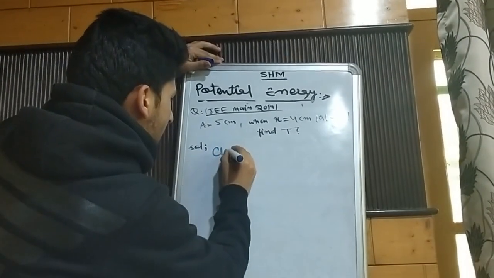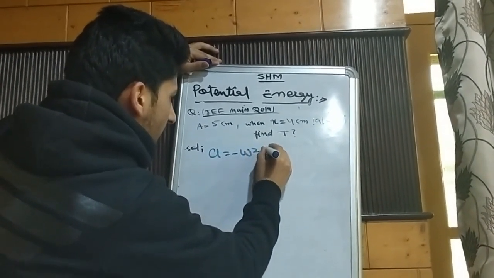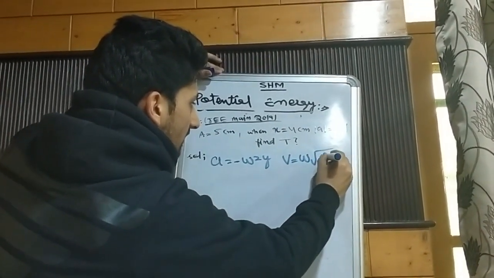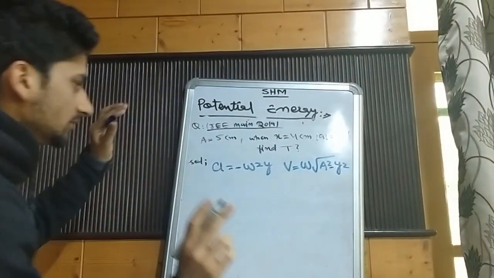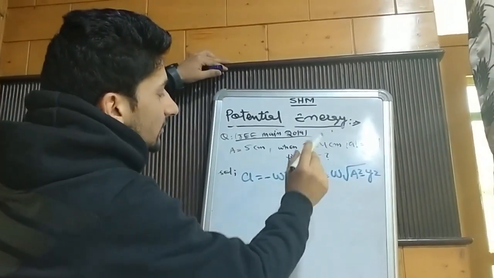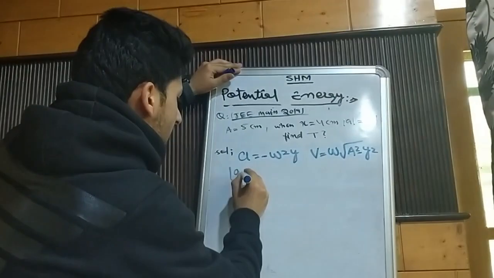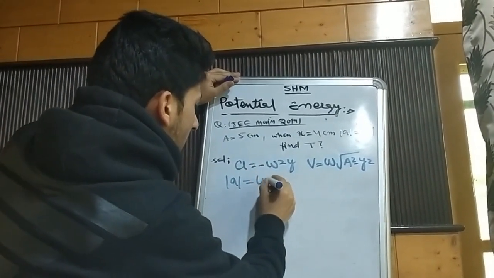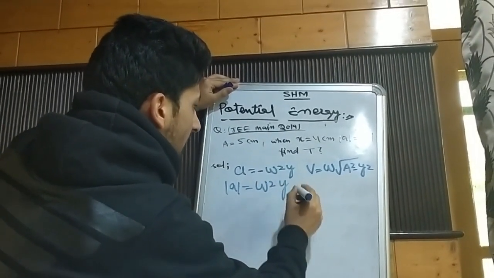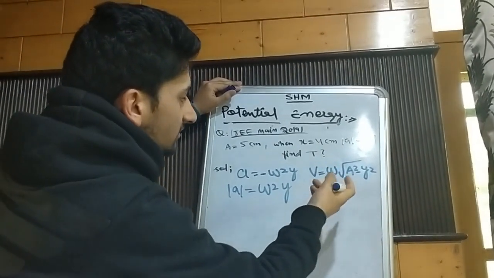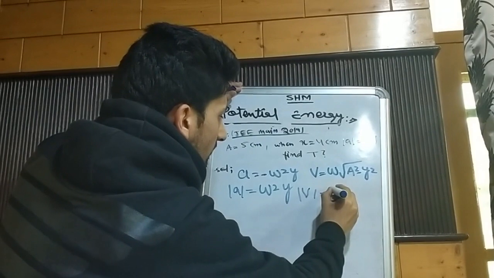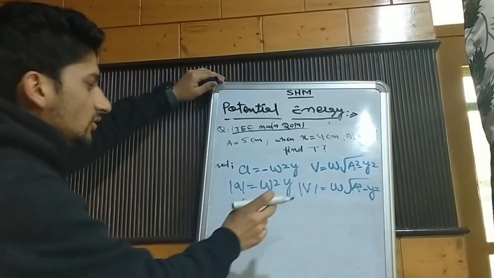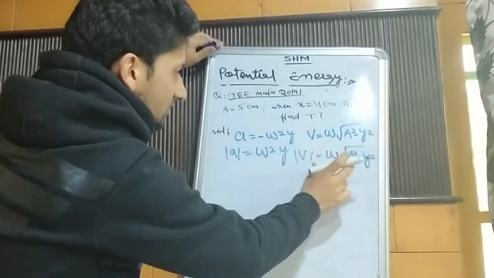We know acceleration is equal to minus omega square y, and velocity is equal to omega times under root of a square minus y square. Now let's see the magnitude of acceleration. We have to ignore the negative sign, so the magnitude of acceleration will be omega square y, and the magnitude of velocity will be omega under root of a square minus y square. So we have to equate these two equations.